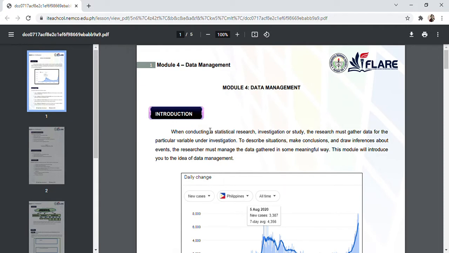Okay, so once again, good afternoon, everyone. So this time we will proceed now to Module 4, and this is all about data management. And we have there the introduction for data management.